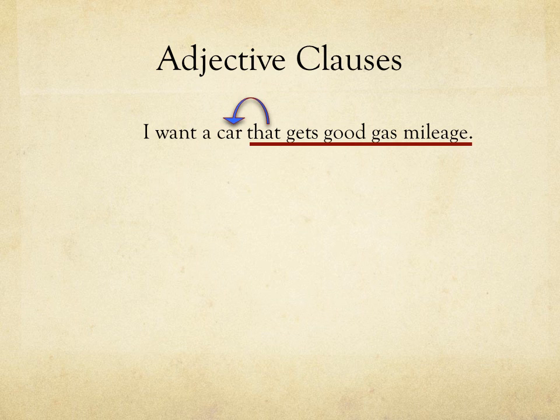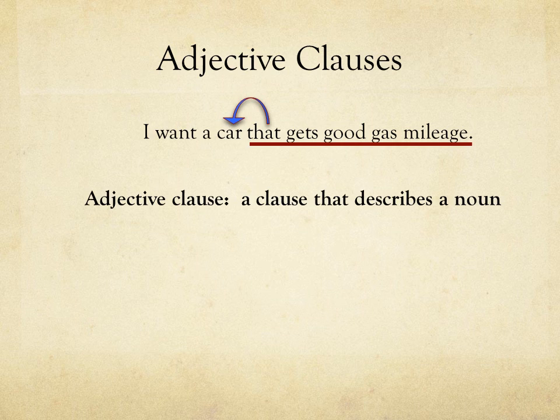And as we know, things that describe nouns are adjectives. So we will call this kind of clause an adjective clause. Our definition can be, an adjective clause is a clause that describes a noun. In other words, it gives extra information about the noun.